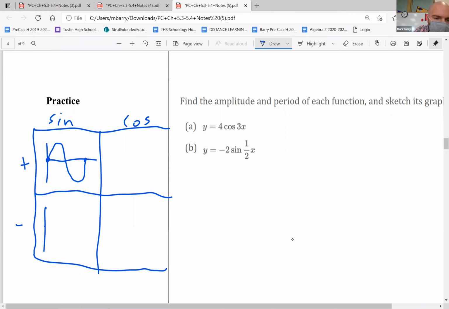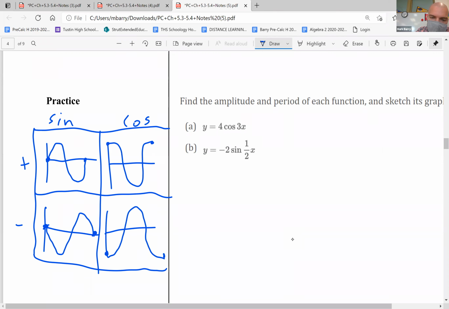When sine is negative, it still starts at the midpoint, just that it does the hill first and then the valley. When cosine is positive, we said that it starts at the high point and then finishes at another high point. And then when cosine is negative, it starts at a low point and then finishes at a low point. So those are our 4 graphs there, okay? So I'm always going to be keeping those in mind when I draw each graph.